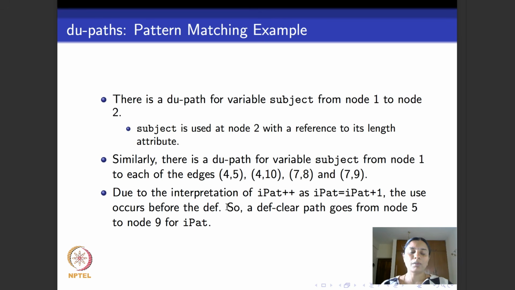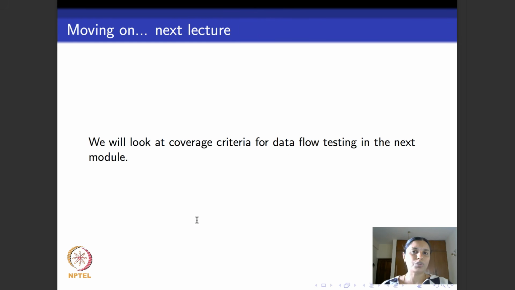So another example of a du path for that pattern matching thing is this ipat++, which was, if you remember, at node number 9. If I read ipat++ as this statement, then I can interpret it as the use occurring before the def, because this right hand side needs to be executed before the left hand side. So with that interpretation, I can say that there is a def-clear path that goes from node 5 to node 9 for the variable ipat. So that's all I had to tell you for today's lecture.